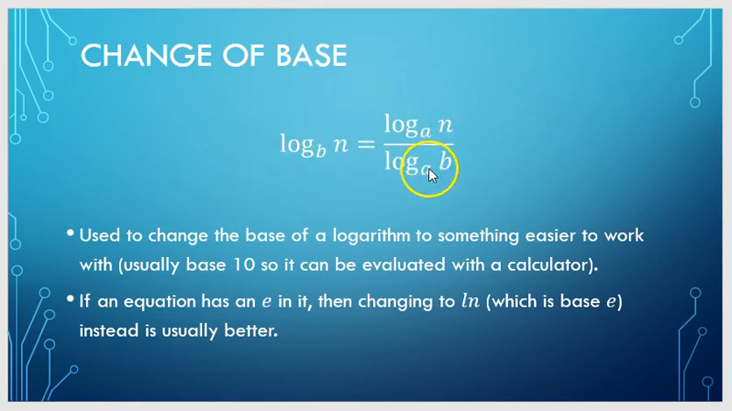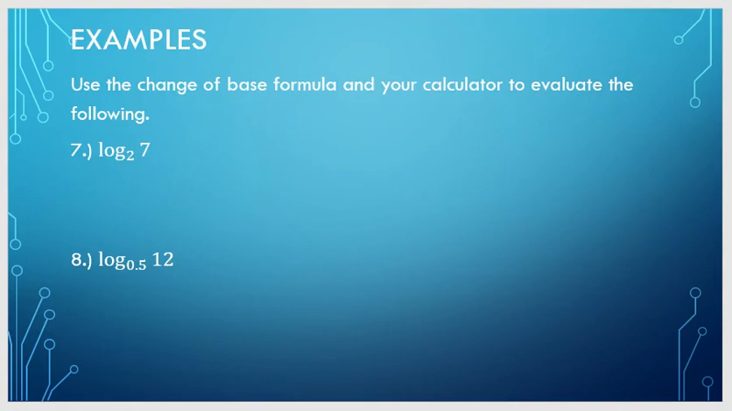You pick what you want, usually 10, and you put log base 10 of the top over log base 10 of whatever your base used to be. So the base goes on the bottom. The number you were taking log of goes on top. Some questions may ask you to use the change of base formula and then evaluate a logarithm with your calculator. So if that's the case, then we need to change these to base 10 so that we can type it into our calculators. So first I'm going to rewrite this using the change of base formula.